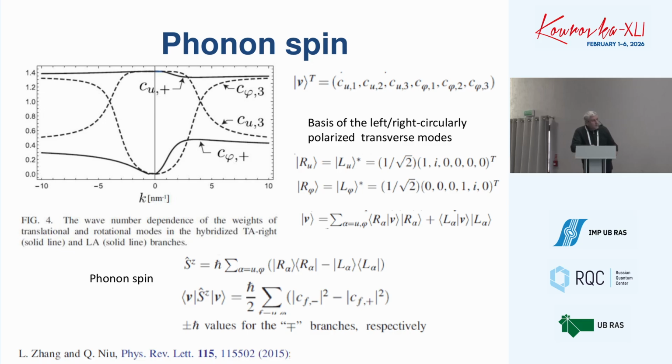It can be shown if we introduce the vector of the phonon state composed from the weights obtained from the solution of the dynamical equation for displacement and rotations. Then we make a projection to the basis of left and right circularly polarized transverse modes and calculate the phonon spin operators, which were introduced in a paper by Jean-Pierre, and we see that the phonon spin is determined by the difference of the squared weights minus and squared weights plus. In our case, branches correspond to either plus or minus, so we take values for the phonon spin plus or minus ħ only.